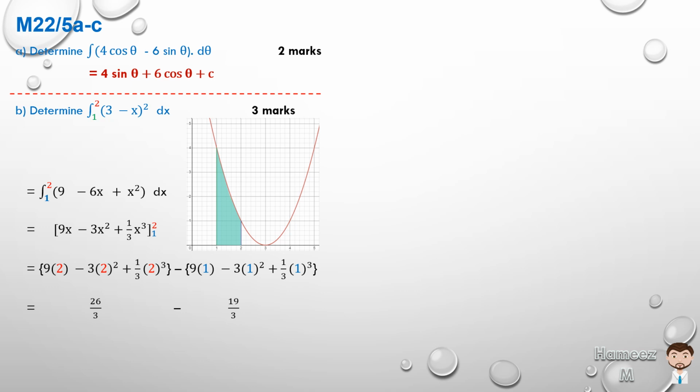9 minus 3 is 6. Plus 1/3. 6 3s are 18 and 1 is 19 over 3. So 26 over 3 minus 19 over 3 is 7 over 3 square units. That will be the blue area indicated.